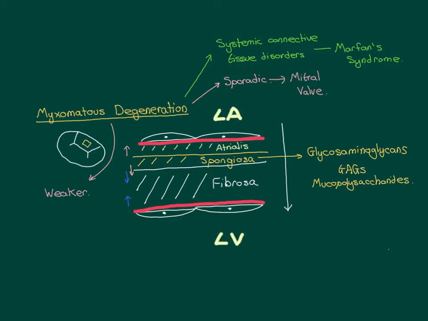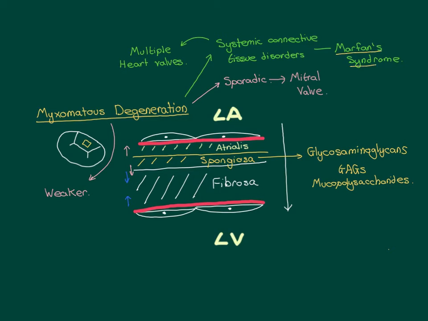So these systemic connective tissue disorders, such as Marfan Syndrome, can be associated with myxomatous degeneration. And when you have a systemic connective tissue disorder that's causing myxomatous degeneration of heart valve cusps, then it usually affects more than just the mitral valve. So these ones usually affect multiple heart valves. So if you've got myxomatous degeneration in multiple heart valves, you start to suspect that the person might have a systemic connective tissue disorder rather than just be a sporadic case.